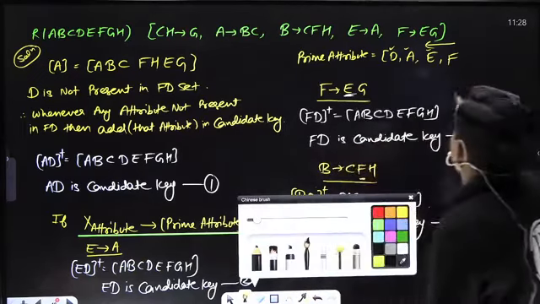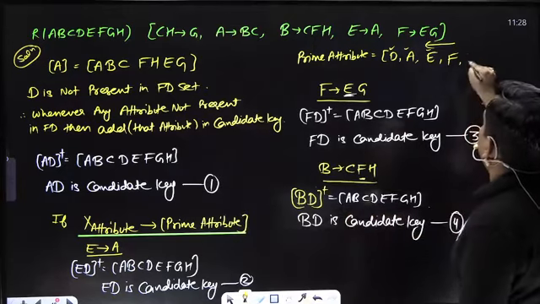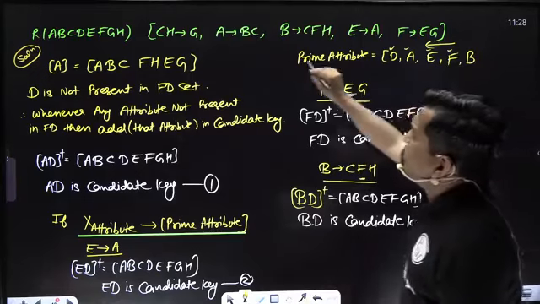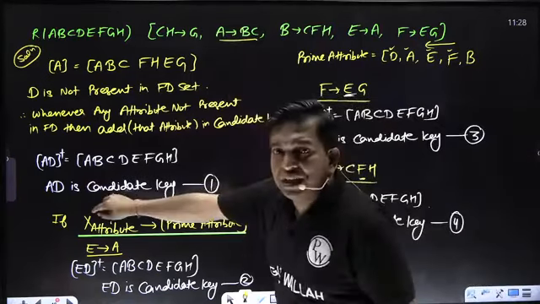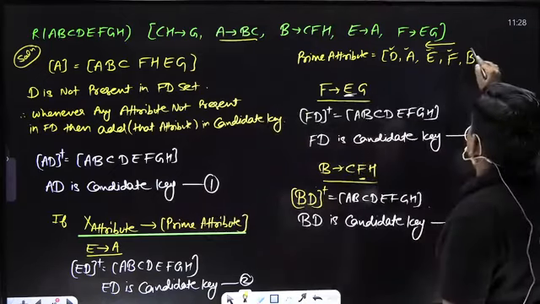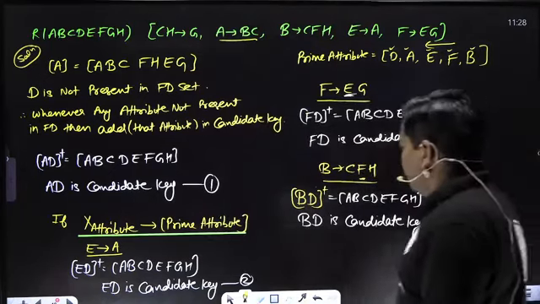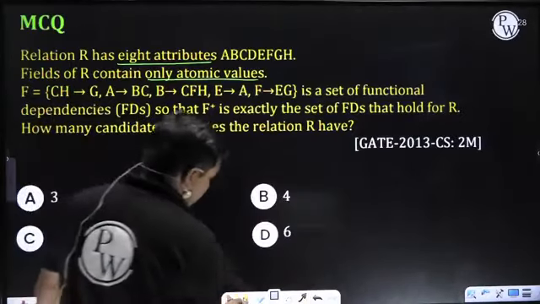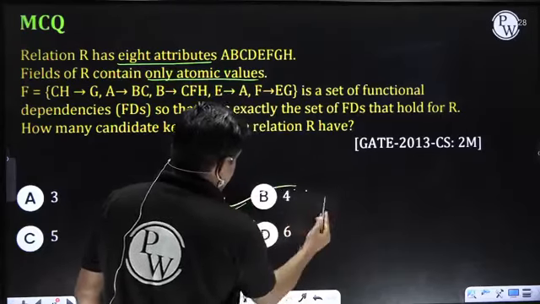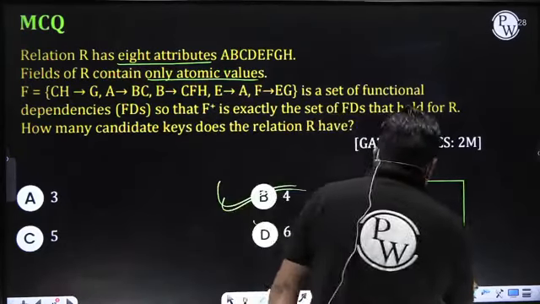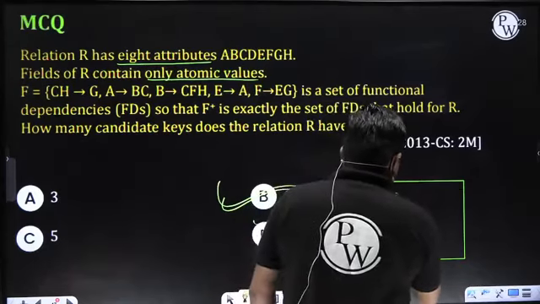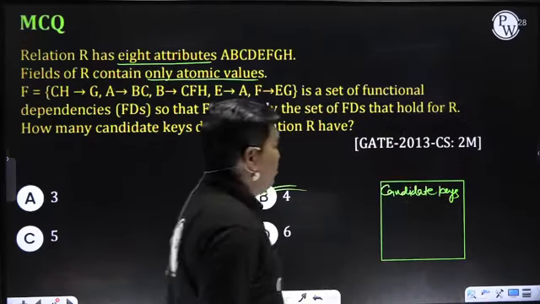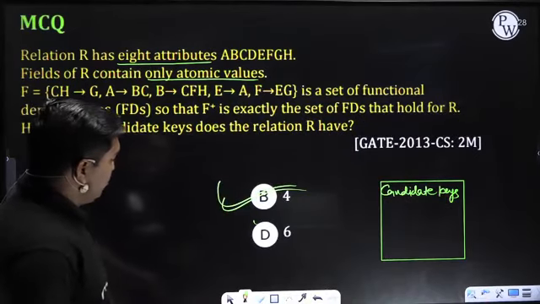Now add in the list D also. F is complete, yes. B is determined by A, which you have already taken. So these are the prime attributes, but the question is asking about the candidate keys. Then how many candidate keys are there? Here you are getting 4 candidate keys. And what are the names of those candidate keys?